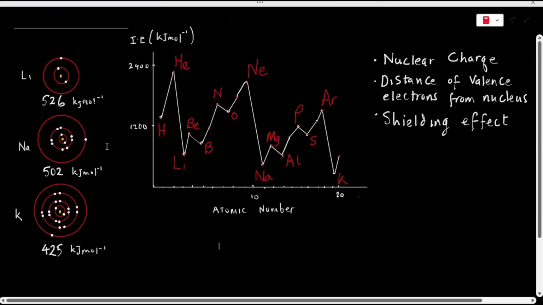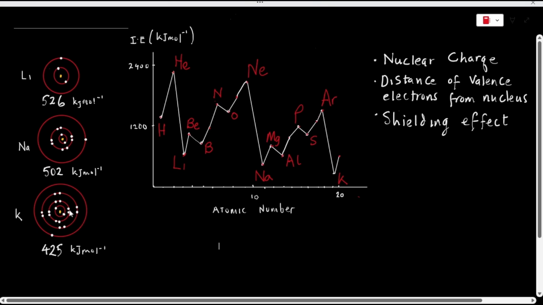Now, as you move down the group, considering group 1, lithium has an ionization energy of 526. Potassium, which is 2 steps below, has an ionization energy of 425 kilojoules per mole. Each step down the group adds a principal quantum energy shell. This means an increase in the shielding effect. And so down the group, atomic radius increases and the distance of the nucleus to the valence shell also increases.